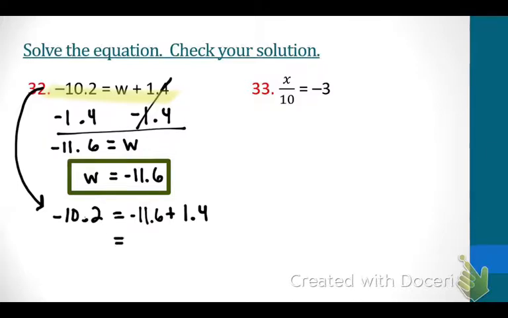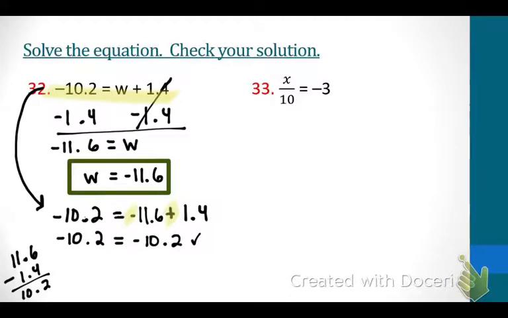Just like always, drop down your equal sign. We know the left side is negative 10.2. Focusing on the right side, same sign or different sign? Same sign, add and keep; different sign, subtract. So we're going to be subtracting 11.6 minus 1.4. When you subtract that, what do you get? 10.2, and take the sign of the larger number, which was a negative. So is this true? Does negative 10.2 equal negative 10.2? Yes. Give yourself a mini check mark.